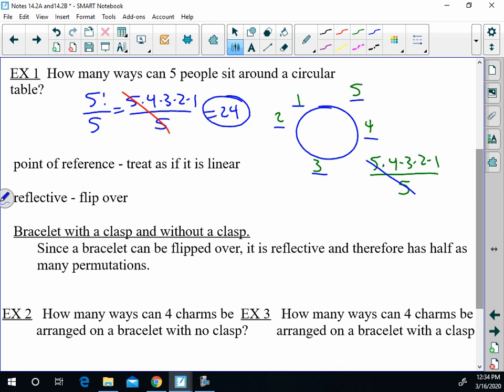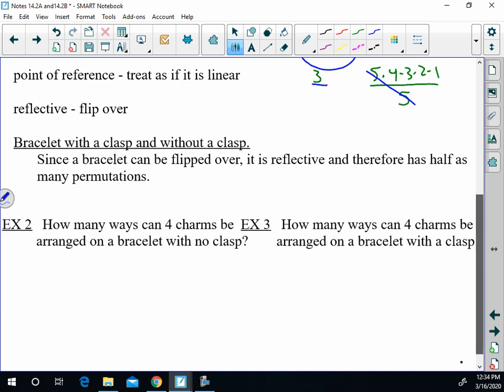Since a bracelet can be flipped over, it's reflective and therefore would have half as many permutations, because the order will repeat itself when you flip it over. So, example 2. How many ways can 4 charms be arranged on a bracelet that has no clasp? This is one continuous pattern of this bracelet. There is no point of reference, and that's what the no clasp is getting at here. Okay, no clasp. So, no reference points.